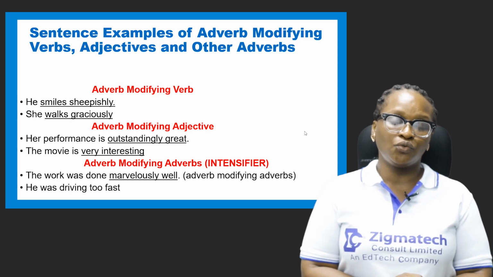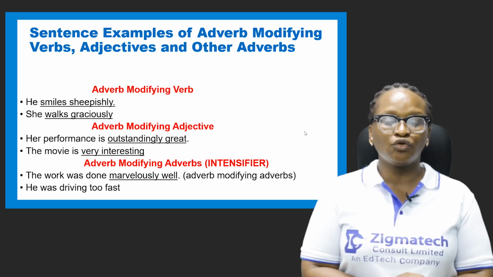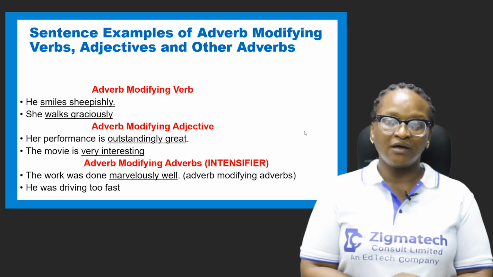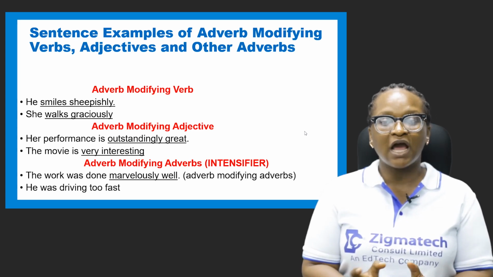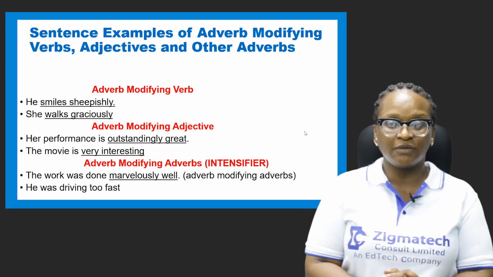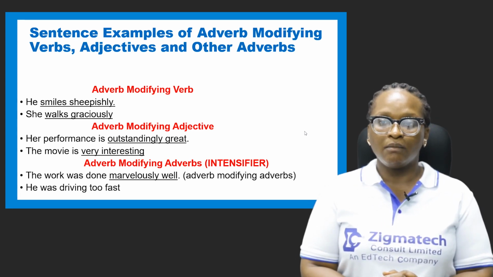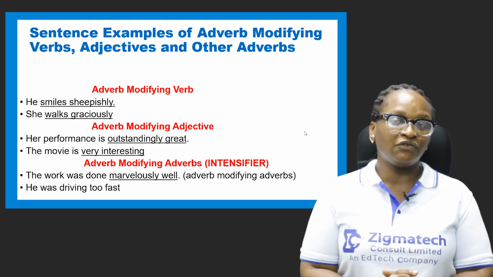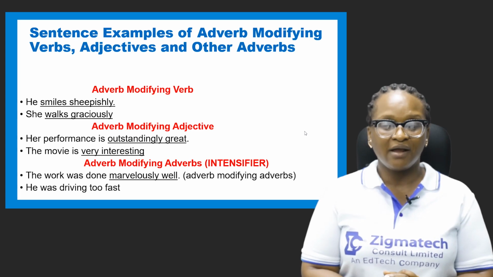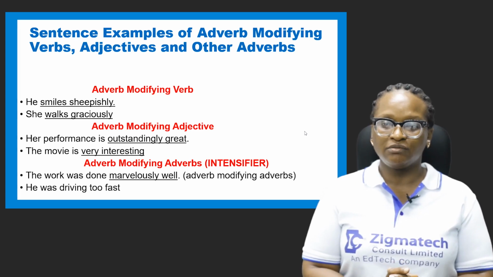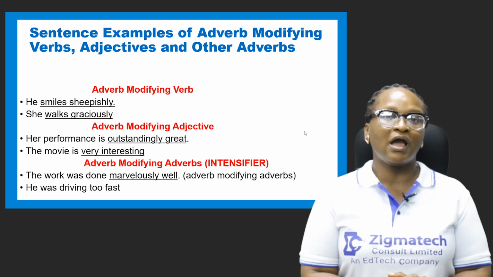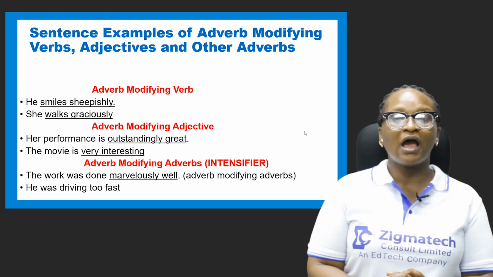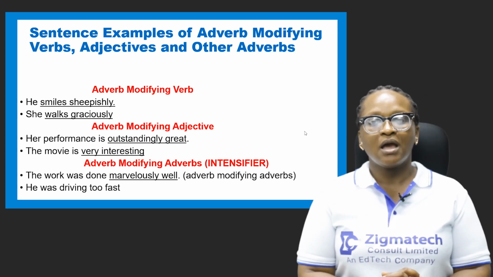Now, one thing I want us to know is that the underlined group of words are the headings given: adverbs modifying verbs, adverbs modifying adjectives, and adverbs modifying adverbs. Now, when adverbs modify adverbs, we call them intensifiers. All right, so that should be registered in our memory, so that once you hear the word intensifier in grammar, you look at it from the angle of adverbs modifying adverbs.